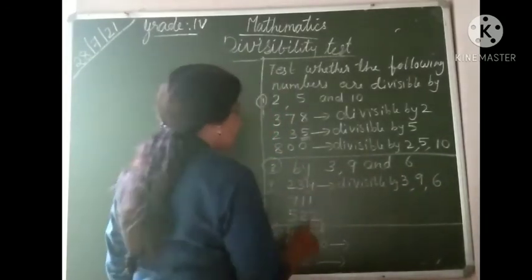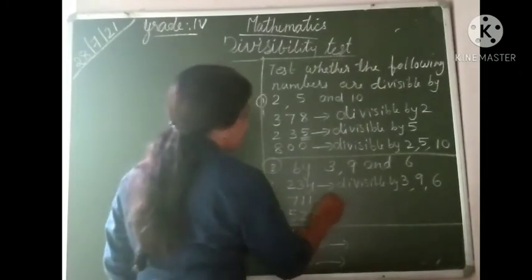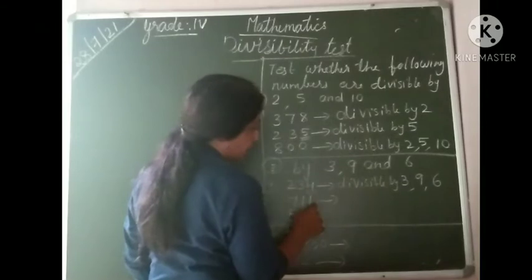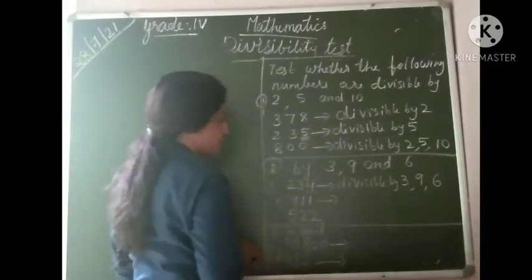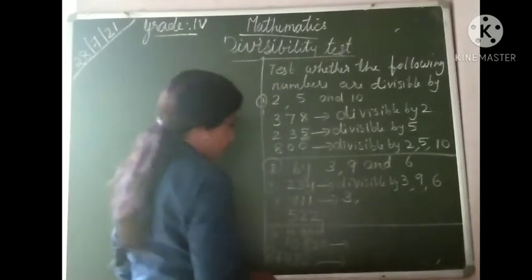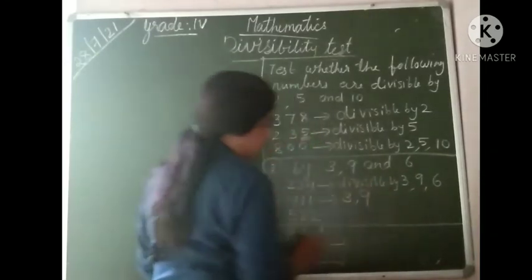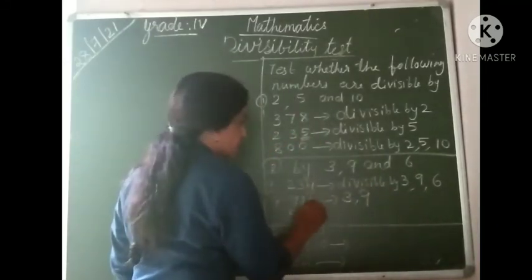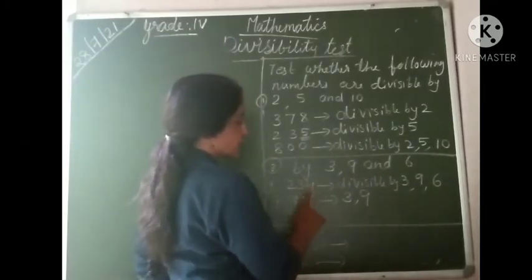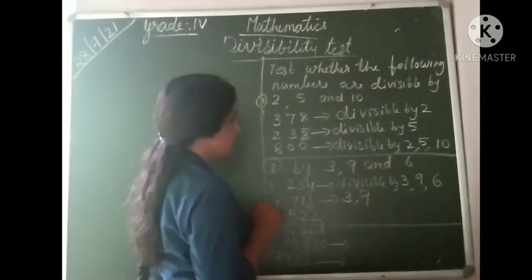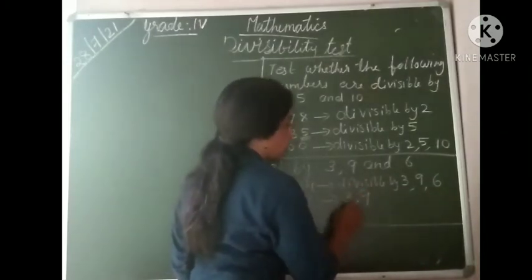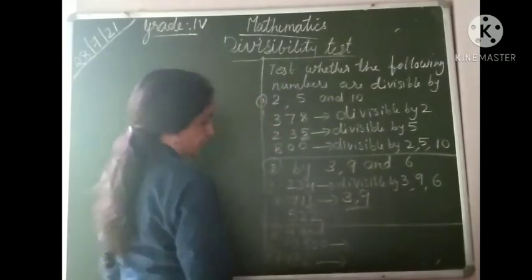What about 711? We can add this one. 7 plus 1, 8. 8 plus 1, 9. This also sum is 9. Therefore, we can say this number is divisible by 3 and also by 9. But what is the ones place number? 1. Here if 0, 2, 4, 6 or 8 comes, we can divide by 2. Therefore, it is not divisible by 6, only divisible by 3 and 9.